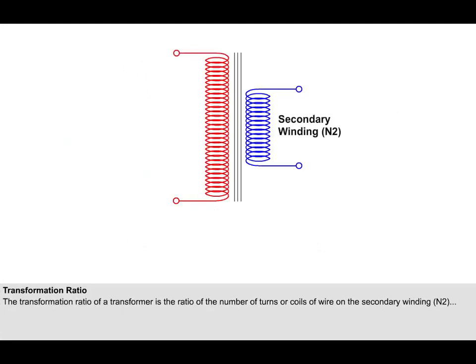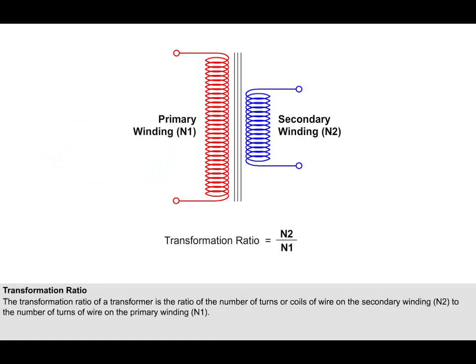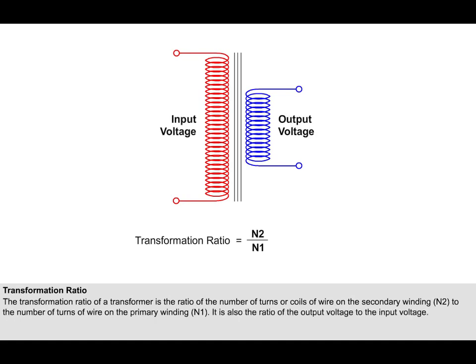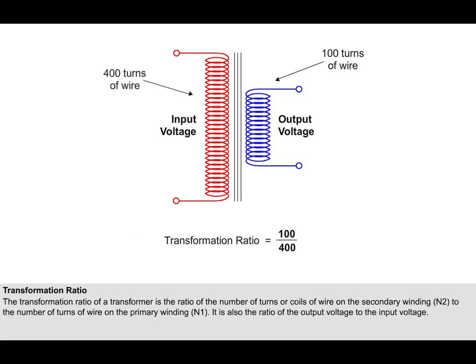The transformation ratio of a transformer is the ratio of the number of turns or coils of wire on the secondary winding, N2, to the number of turns of wire on the primary winding, N1. The transformation ratio is also the ratio of the output voltage to the input voltage. A coil with 100 turns of wire on the secondary winding and 400 on the primary will have a transformation ratio of 100 divided by 400, or 0.25.